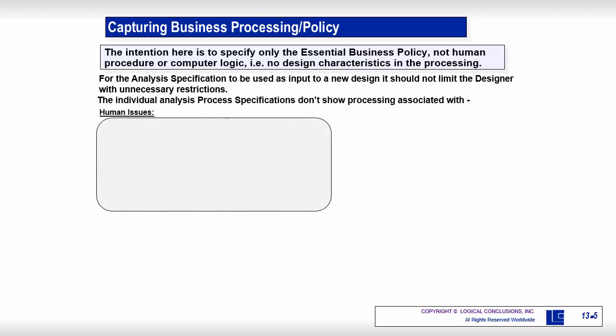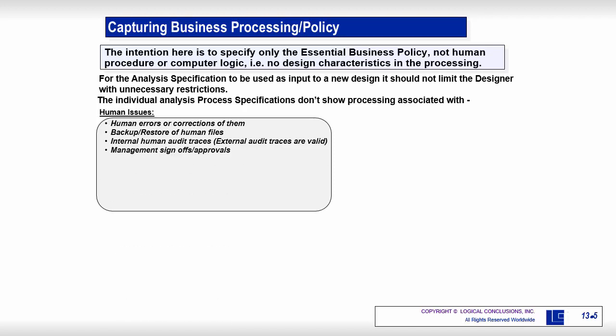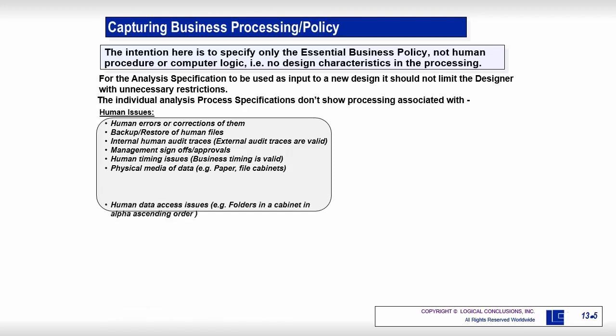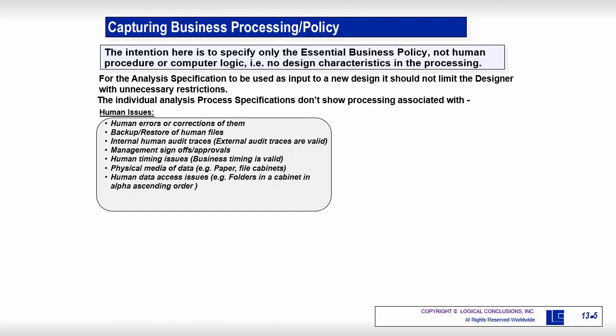So the individual analysis process specifications don't show processing associated with human issues such as human errors or corrections of them, backup restore of human files, internal human audit traces (external audit traces are valid), management sign-offs and approvals, human timing issues (business timing is valid), physical media of data, for example paper, file cabinets, human data access issues, for example folders in a cabinet in alphabetical ascending order, sort, merge, extracts of paper or folders. Analysis files are similar to the human brain, access anything in any order.